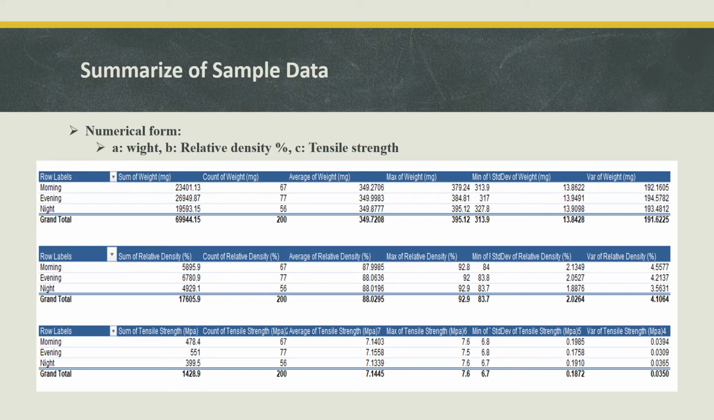The second one we have is the sum of relative density, count of relative density, average of relative density, max of relative density, standard deviation of relative density, and variance of relative density. Last one we have is the sum of tensile strength, count of tensile strength, average of tensile strength, max of tensile strength, standard deviation of tensile strength, and variance of tensile strength.